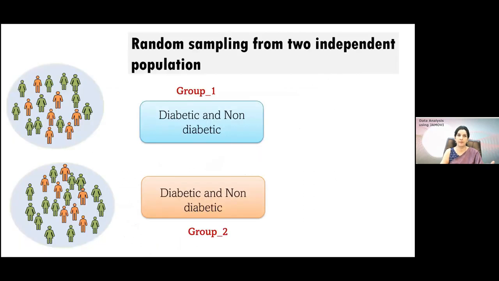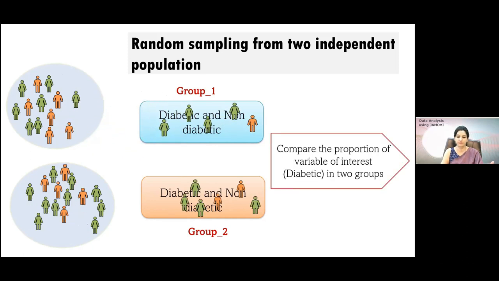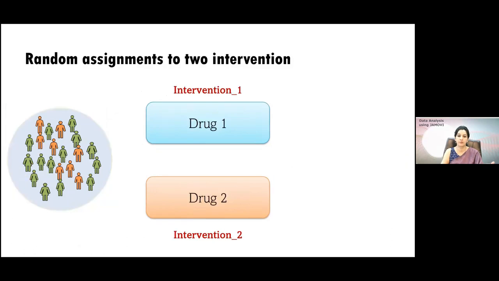The first type of research design is where you have two populations, group 1 and group 2, and you have measured a binomial proportion: diabetic, non-diabetic. Group 2 also diabetic, non-diabetic. If you want to compare the proportion of this variable, that is the diabetic, in two groups, then you can apply the Z test of two proportions.